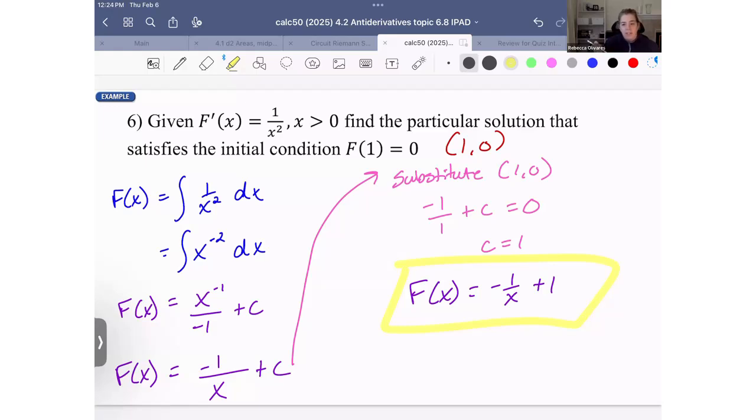Let me go on to the next example so that we can finish it. And then if you want me to go back afterwards, you can ask. I will.